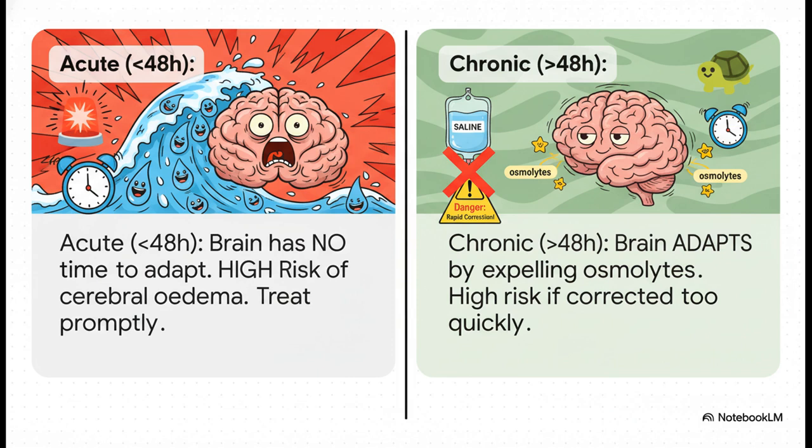But if it's been developing for more than 48 hours, it's chronic. And in that time, the brain has done something amazing to protect itself. It actively pushes out substances called organic osmolytes, things like creatine and taurine, to lower its own internal concentration to match the blood. This is a life-saving adaptation, but it also creates a huge risk if we then try to correct the sodium too fast.